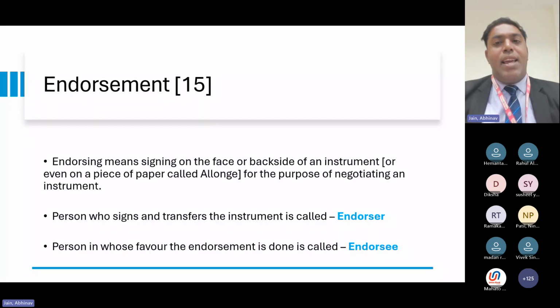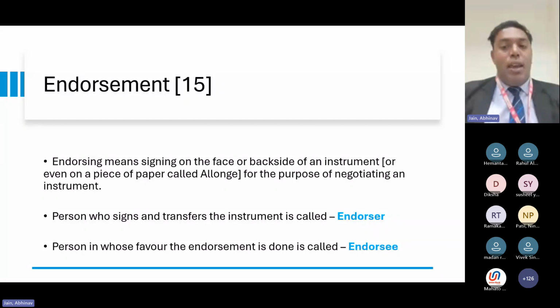Endorsing means signing on the face or the backside of an instrument or even on a piece of paper called allonge. So when we are endorsing on a piece of paper, it is called an allonge. And it is used for the purpose of negotiation and it is a valid thing. So it might be asked, what is an allonge? So do remember. Now, the person who signs and transfers the instrument is called the endorser, and in whose favor the endorsement is done, he or she is called the endorsee.